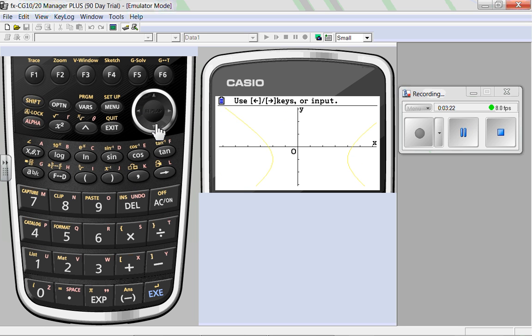H and K. Again, I'm going to move H. How does H affect it? Looks like the whole thing shifted. Now I'm going to shift it back the other way. K, I'll do the same thing. As you all probably already know, K is going to shift it up or down.